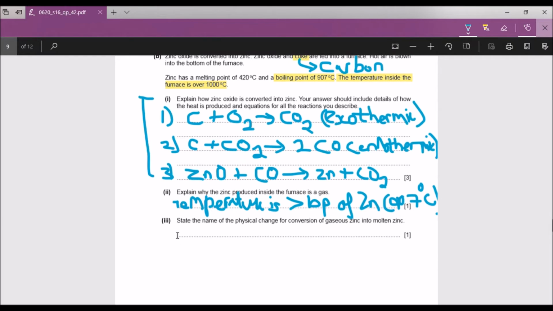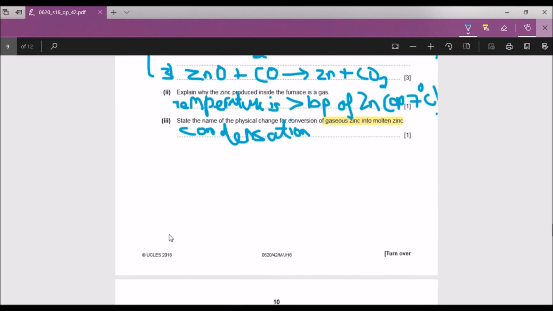And so the next part says, state the name of the physical change for the conversion of gaseous zinc into molten zinc. So gaseous to molten, you have to see that. So basically this is just condensation. That's the name of the process. It's similar to water vapor converting into liquid water. Yep, condensation. So that's pretty much 1 mark. You just say that and that's 1 mark.